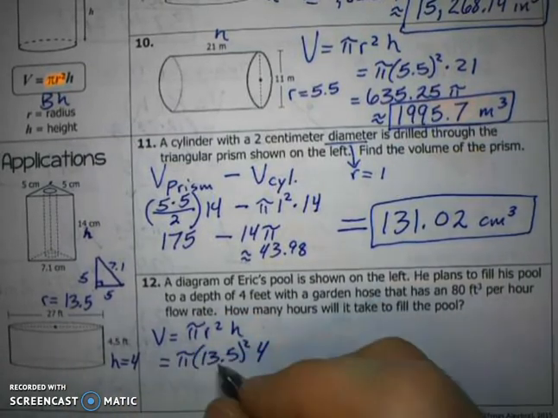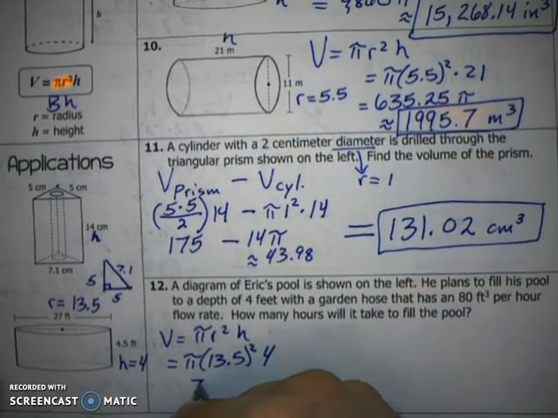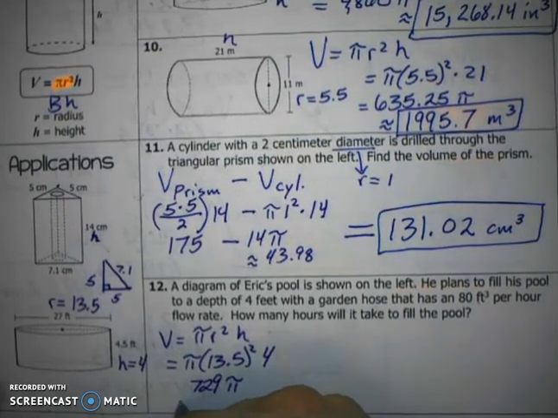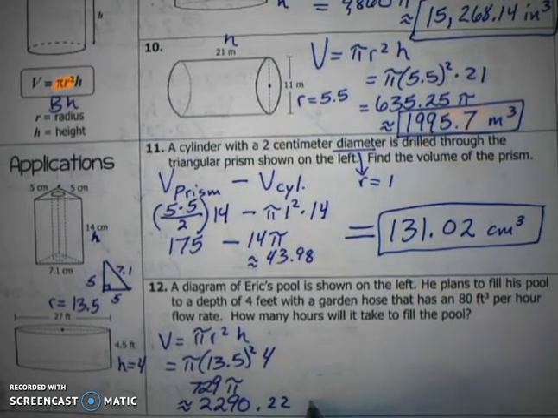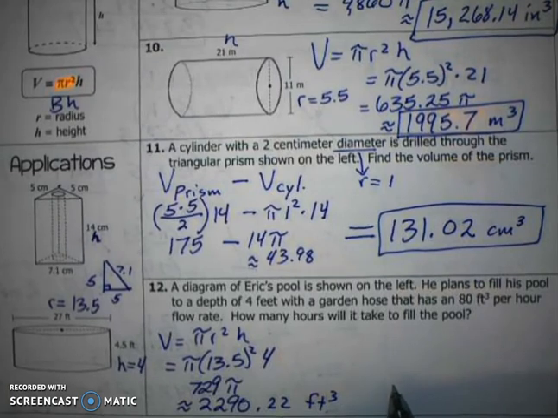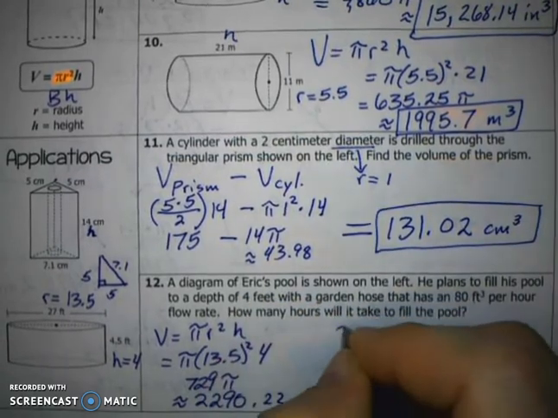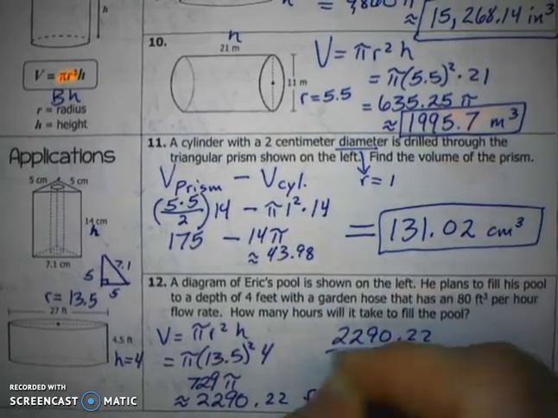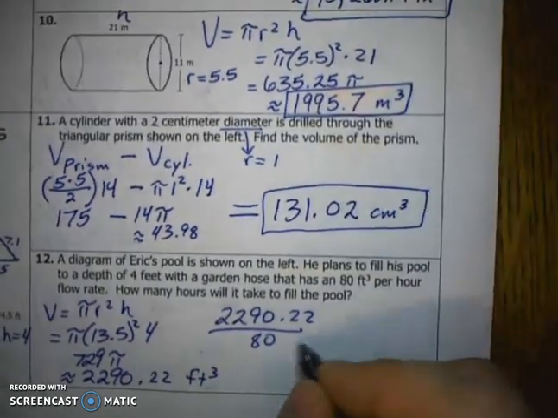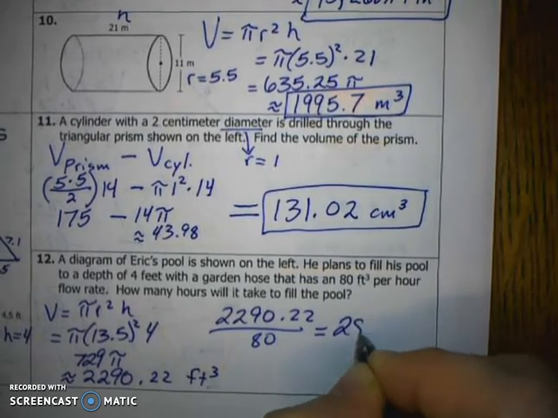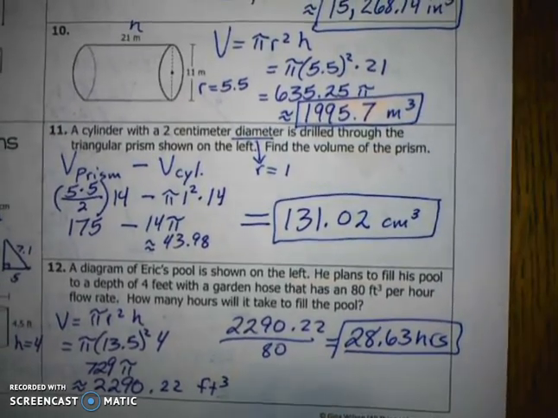This is only going to fill the pool to 4 feet. Okay, so when I work all that out, okay, 13.5 squared times 4 is 729, and then pi, which is approximately 2,290.22 cubic feet. Now, it fills at a rate of 80 cubic feet per hour. So I need to divide that amount by 80 to find out how long it will take in hours. And when I divide that out, I get approximately 28.63 hours to fill the pool.